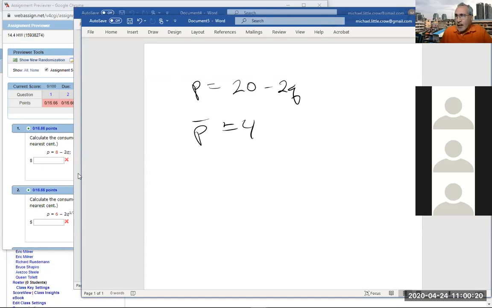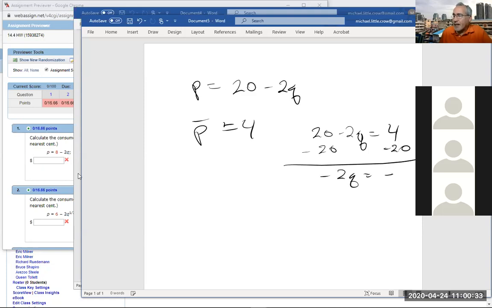Okay, so you're going to get 20 minus 2Q equals 4. When you subtract the 20, you get minus 2Q. So it's just 8. Yeah, so you'll get a positive.